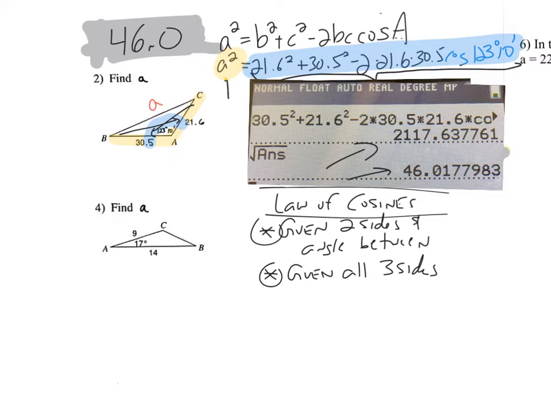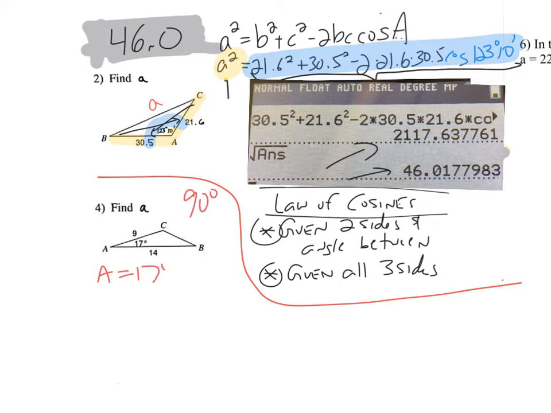Problem number 4, we're going to again go through our steps. We first look to use SOHCAHTOA to see if there's a 90-degree angle, and there's not. There's only angle A, which is 17 degrees, so we're not using SOHCAHTOA.